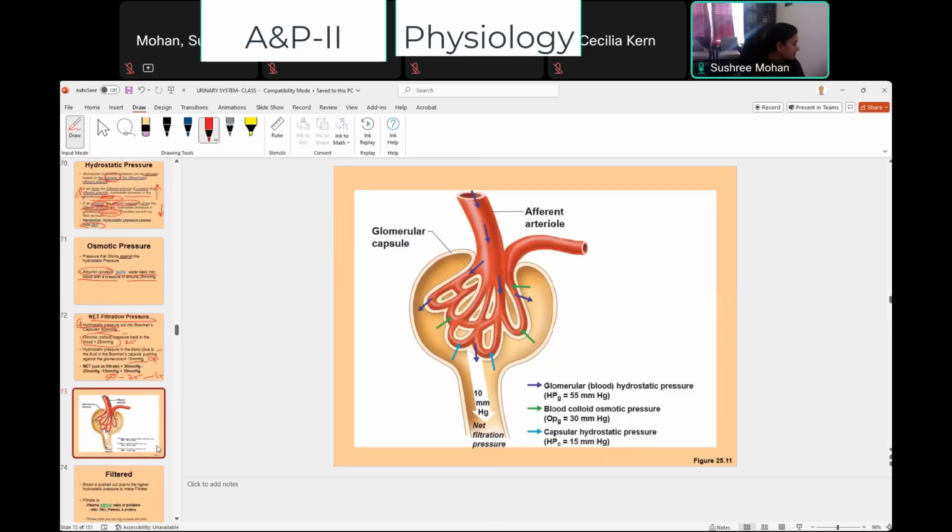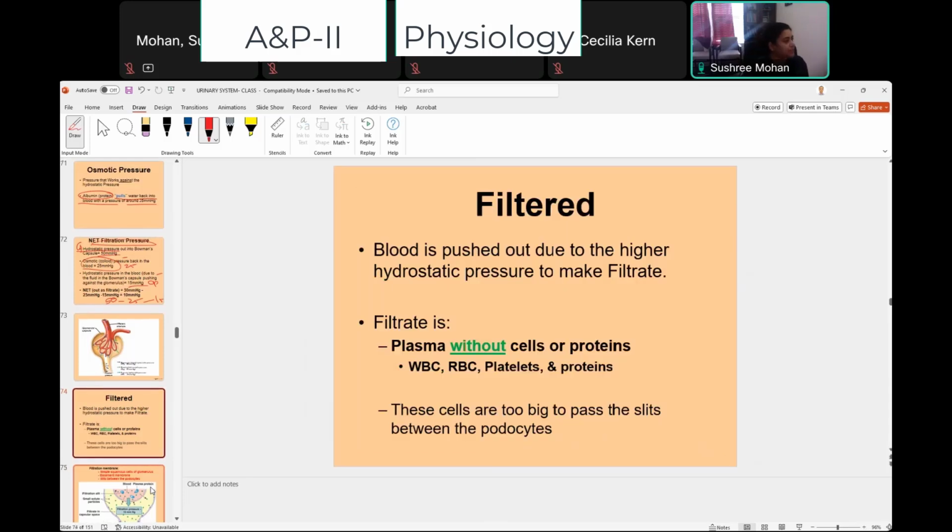So this one is the same diagram repeated. So what is filtered? Blood is pushed out due to the higher hydrostatic pressure to make the filtrate. And so filtrate is now plasma without proteins. WBC, RBC, platelets, all of these are filtered and retained back or returned back into the system. So what comes out is now called the tubular fluid. These cells are too big to pass through the fenestrated slits between the podocytes of the glomerular capillaries, so they are sent back into the system.